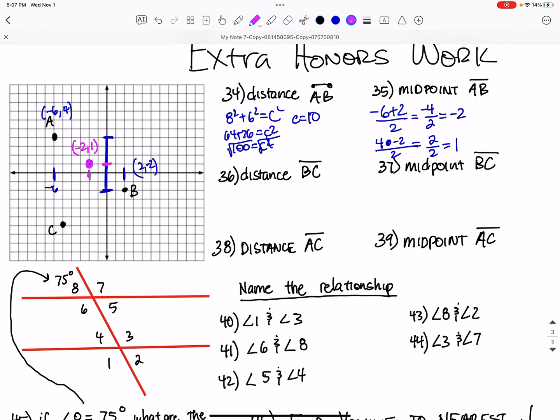That's where the midpoint is. So you're just finding the middle sideways and the middle up and down between 2 points. So it's negative 2, 1. All right, for the next one, let's see.